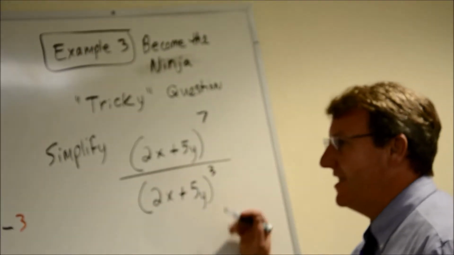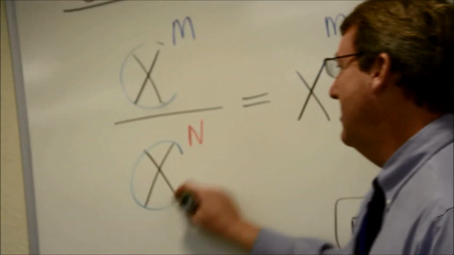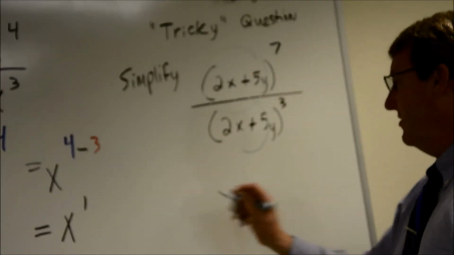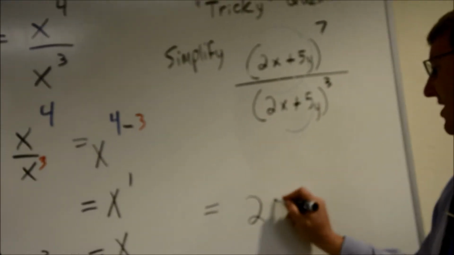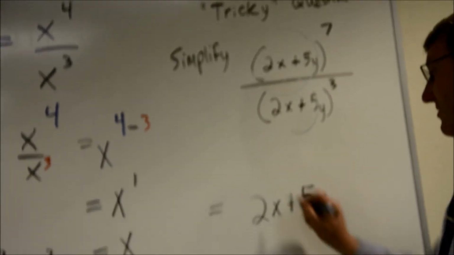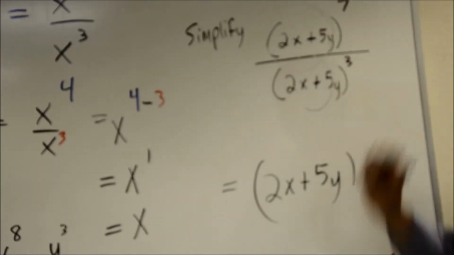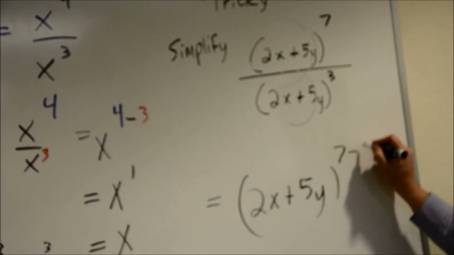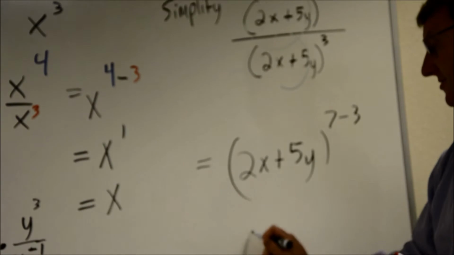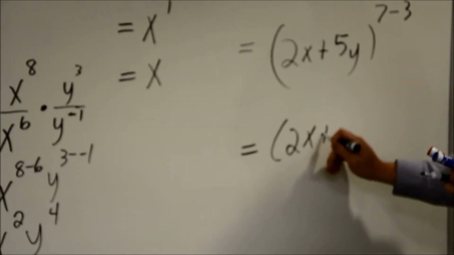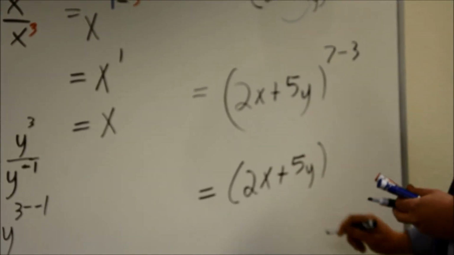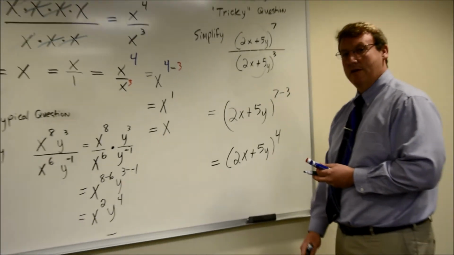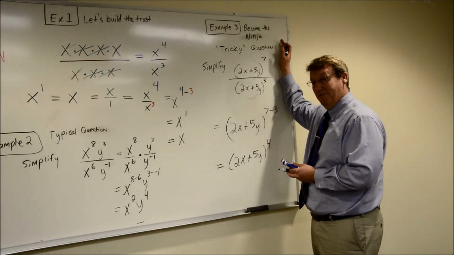And so as long as you have the same base, this whole thing is my base. So you literally say it's equal to 2x plus 5y. You know where that came from, right? That's the thing holding up the exponents. Now just take the power, subtract the power. So 7 minus 3. And the answer to this, which looks so terrifying, is simply 2x plus 5y, but now to the 4th power. So you've seen an example of the dark side and you've conquered it.